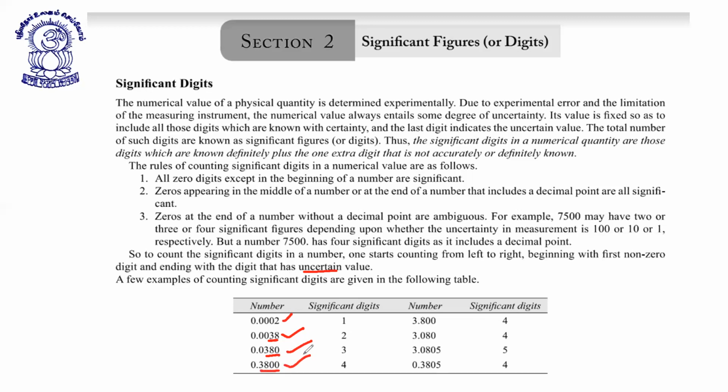So in the examination, they will ask the number of significant figures for a number. They will give the number like this on the left-hand side, and they will give options, and you are supposed to choose the option based on the rules of significant figures.